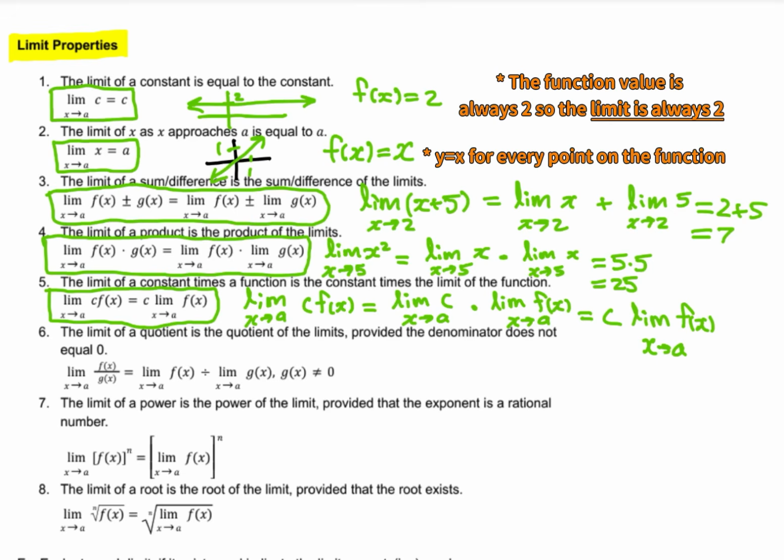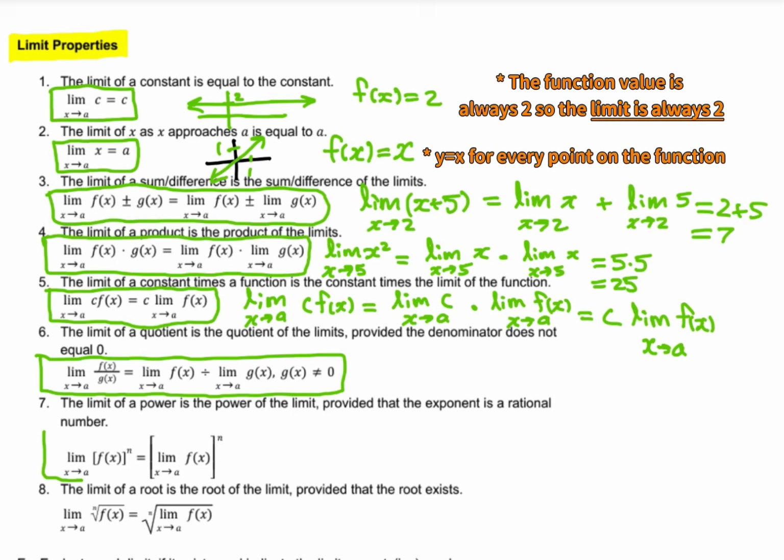Property 6. The quotient property. The next property is the quotient property. The limit of a quotient is equal to the quotient of the limits. In other words, we can separate the numerator and denominator into their own limits. However, there is one important condition. The denominator cannot equal 0. If the denominator equals 0, the expression is undefined.